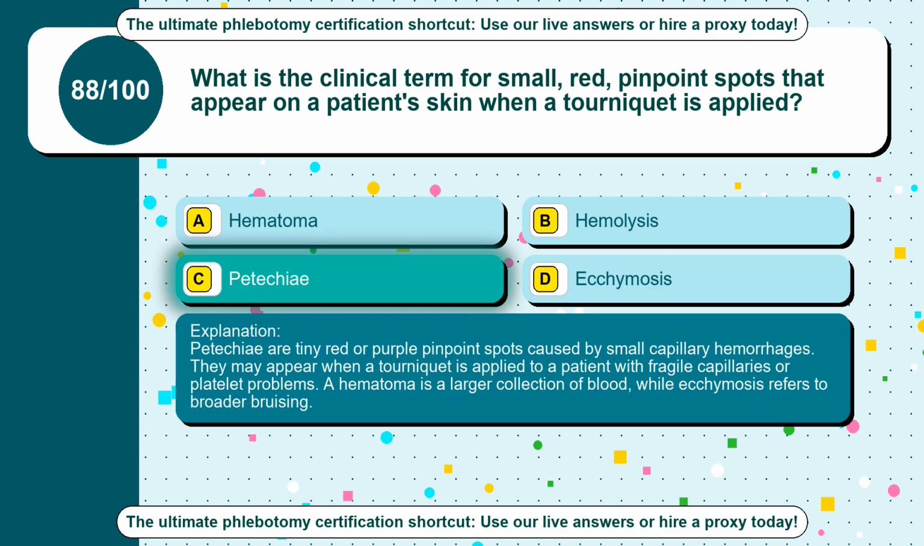Petechiae are tiny red or purple pinpoint spots caused by small capillary hemorrhages. They may appear when a tourniquet is applied to a patient with fragile capillaries or platelet problems. A hematoma is a larger collection of blood, while ecchymosis refers to broader bruising.